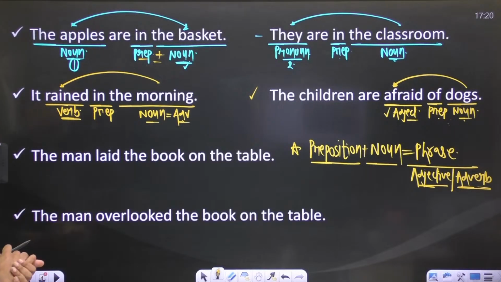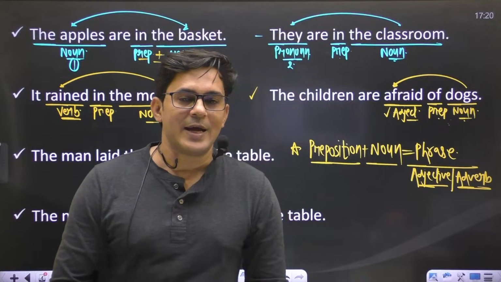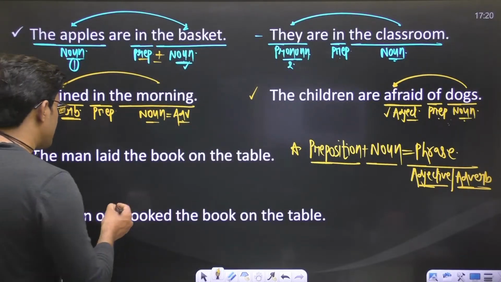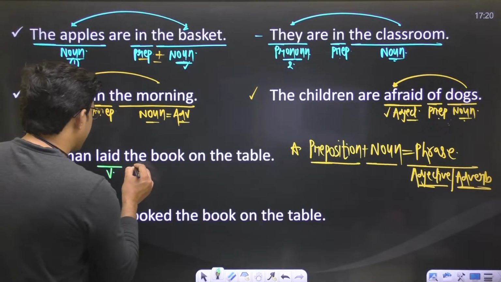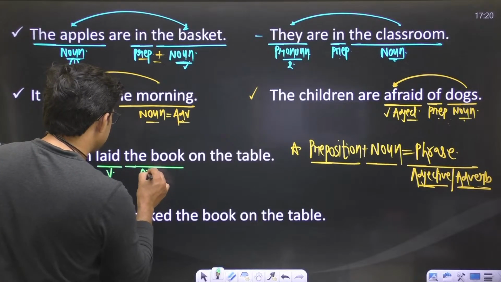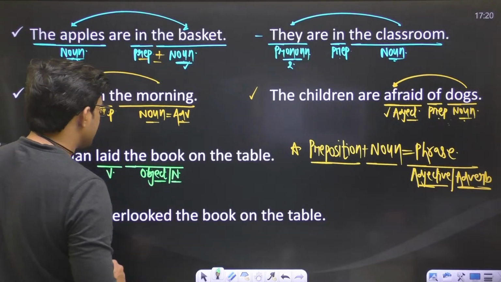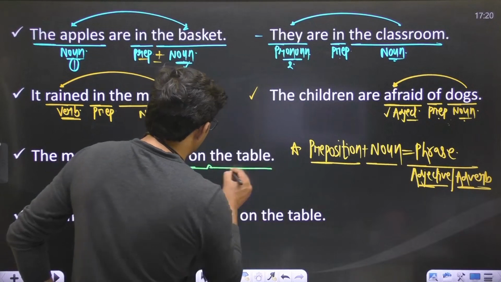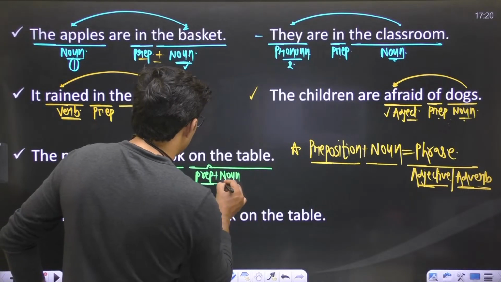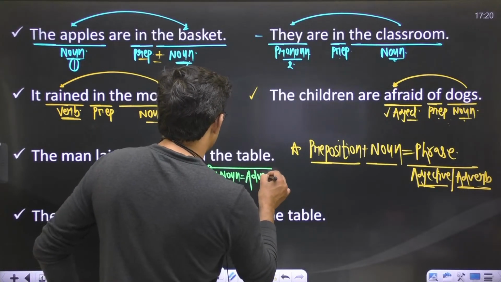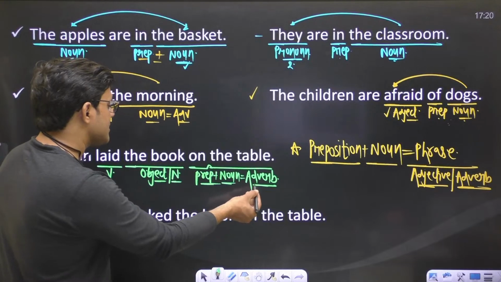Okay, next sentence, the man laid the book on the table. In this sentence, as we know, laid is a verb, and the book is what? This one is object, this one is noun, right? And make sure this preposition plus noun, preposition is used before a noun or pronoun, and this preposition plus noun becomes a phrase, and now this phrase is what? This phrase is adverb.